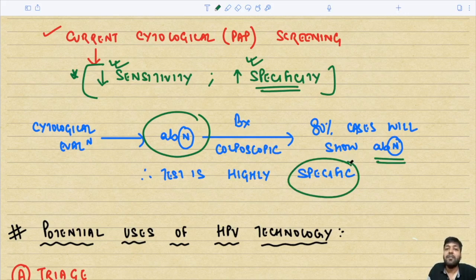That means whatever abnormal cases are there, this cytological screening is going to detect those cases very specifically. It is not going to leave out any abnormal case. So if you are positive on a PAP screening or on a cytological evaluation, then there are high chances that a cervical abnormality is present.